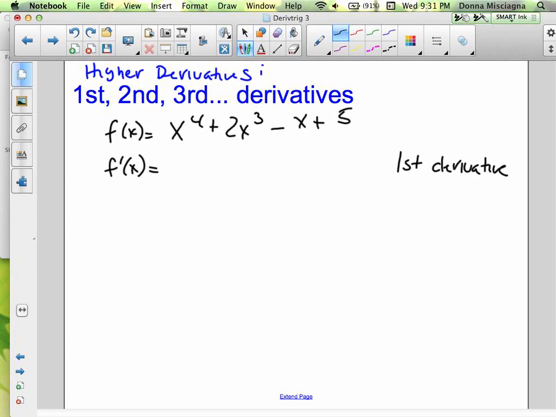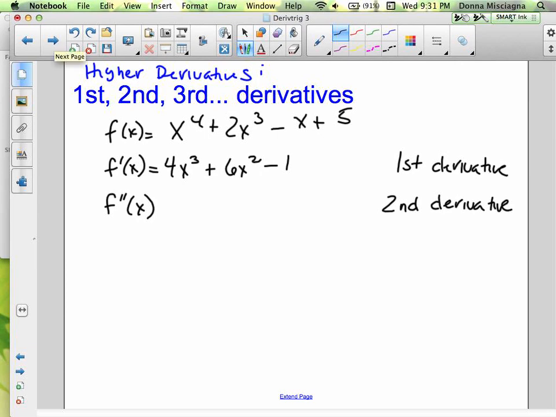I'm just going to take the derivative, right? So the derivative of x to the fourth is 4x cubed, plus the derivative of 2x cubed is 6x squared, and the derivative of the negative x is negative 1, the derivative of 5 is 0. If I put this with two prime symbols, this is the second derivative. I just do the same thing again. And on a polynomial, it's pretty easy.